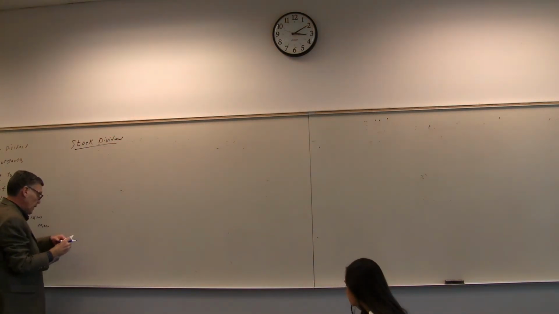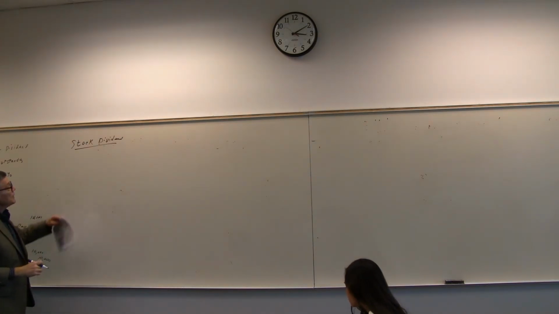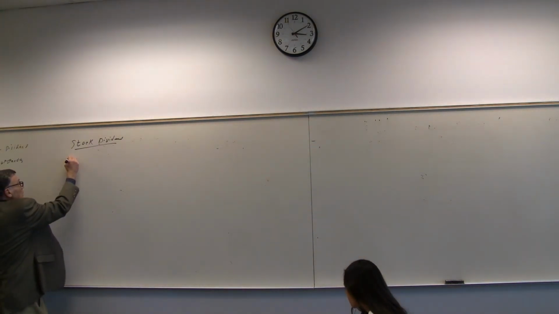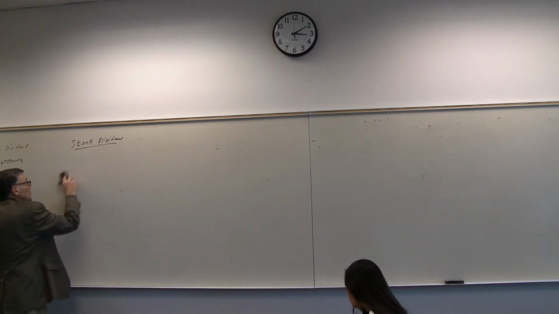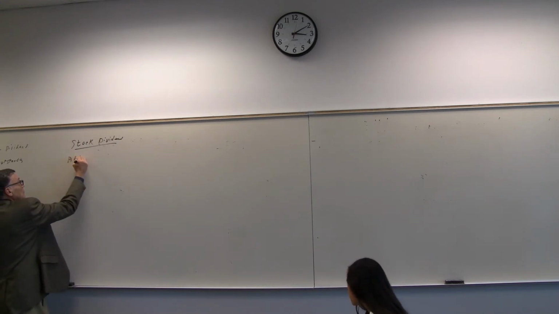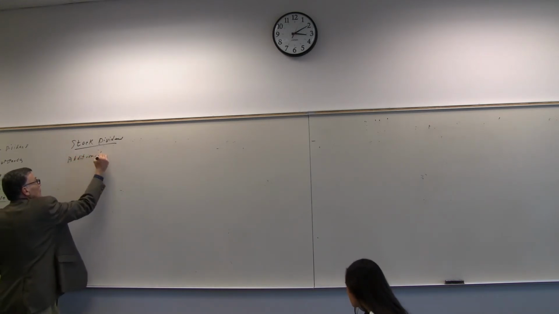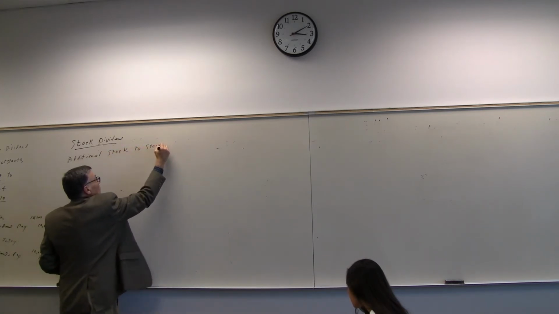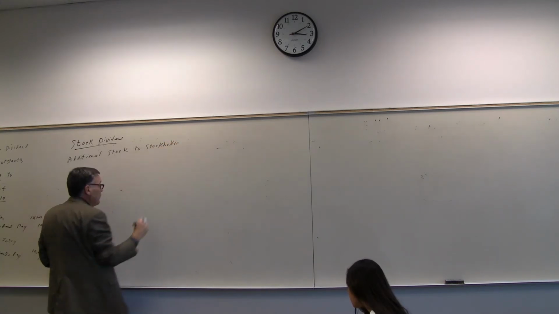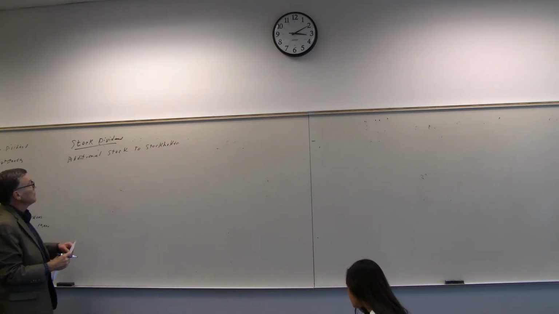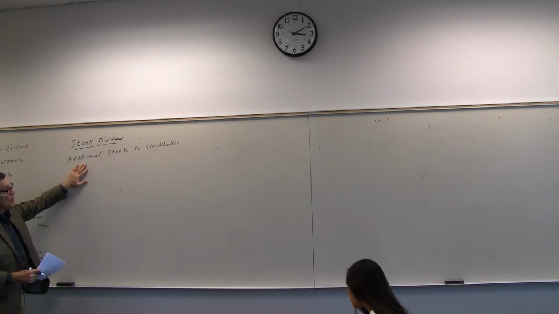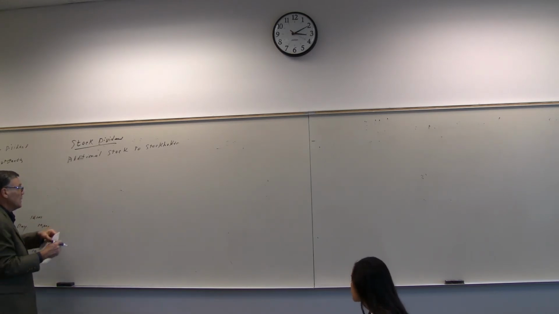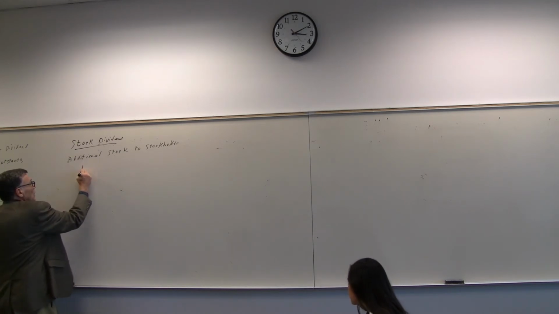Okay, so we have a stock dividend. What happens on this thing is, instead of cash, they'll send out additional stock to the stockholders. And of course it'll be proportional, right? And then what it does is it lowers the market value, or lowers market price.